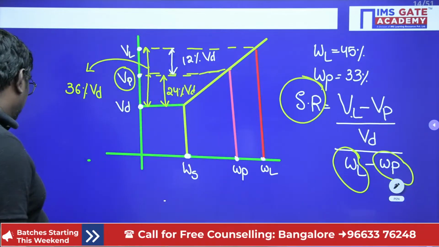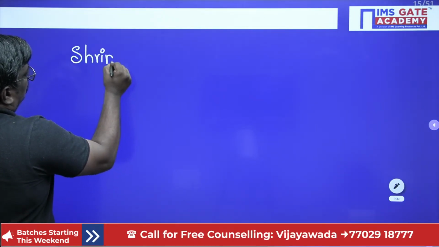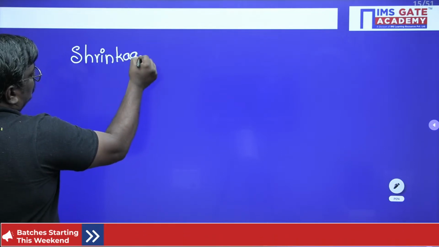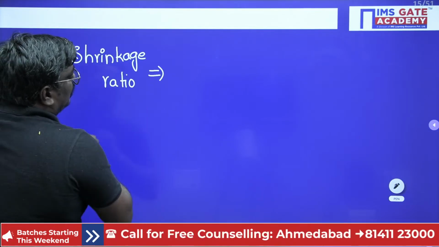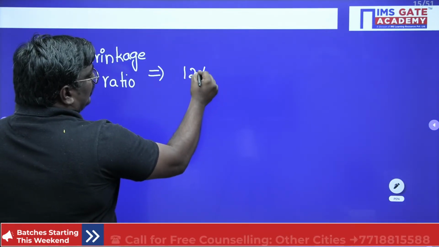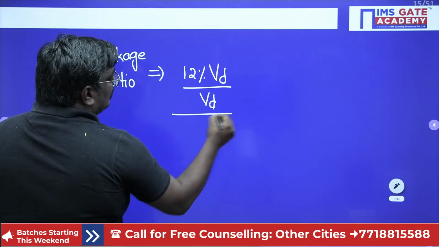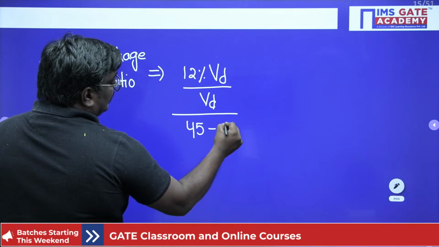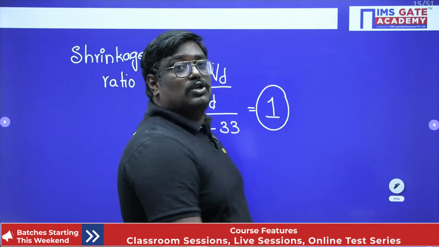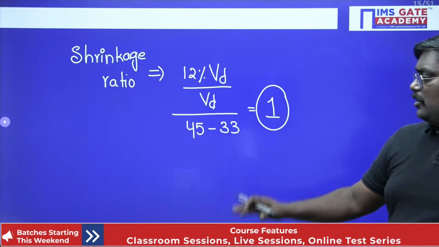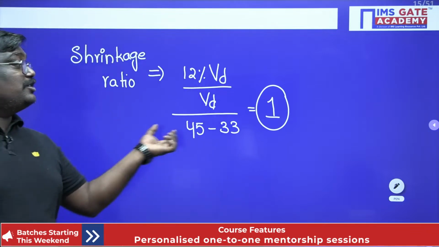So now, what is the volume change from liquid limit to plastic limit? It is 12 percent. So here, if I write, my dear students, shrinkage ratio. Srujana, is it clear for you? Shrinkage ratio can be written as the volume change, 12 percent of VD, upon dry volume, divided by the liquid limit minus plastic limit, 45 minus 33 percent. So the shrinkage ratio will be equal to 1.